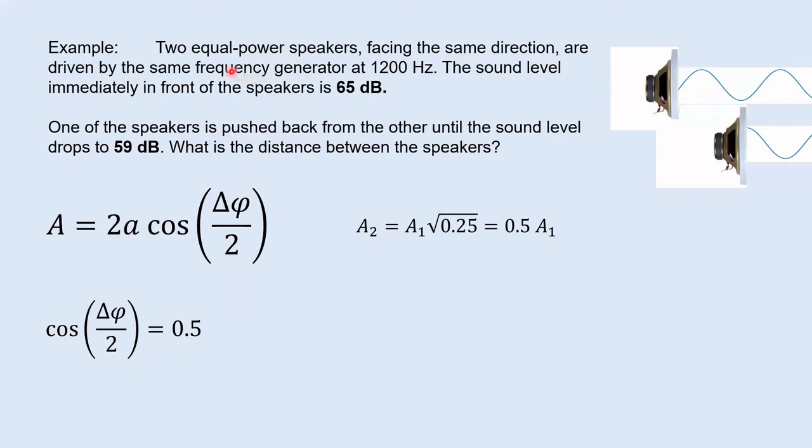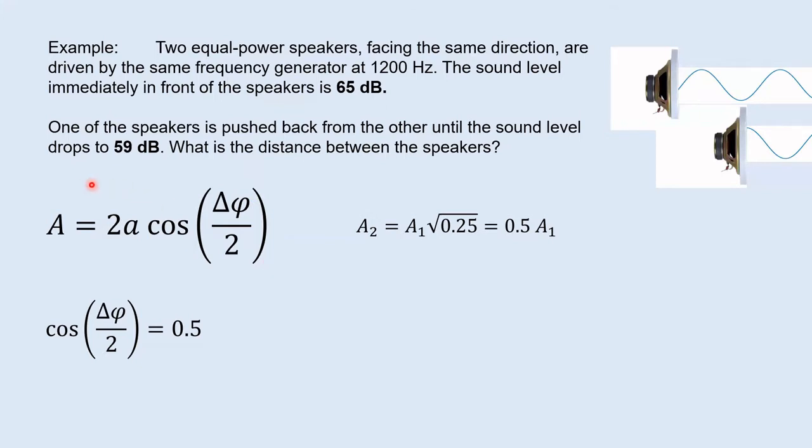Well, there's no mention here of any inherent phase difference. In fact, I was careful to say that they're driven by the same frequency generator. So when you calculate the overall phase difference for scenario 1, when the speakers are in the same place, there's no delta phi sub 0 because they're in phase in time. And because they're in the same place, we don't have to worry about any phase difference because of a path length difference. So the total delta phi originally is 0.